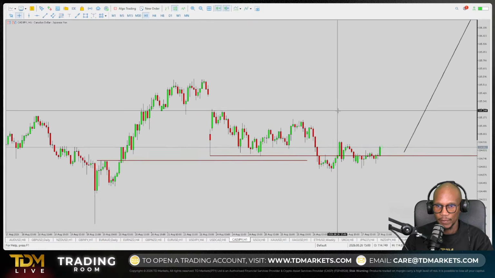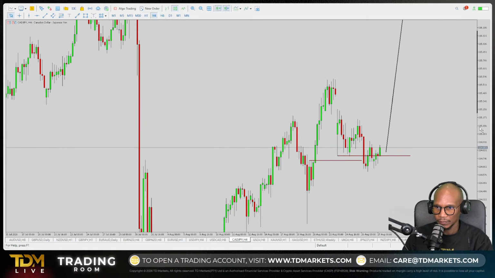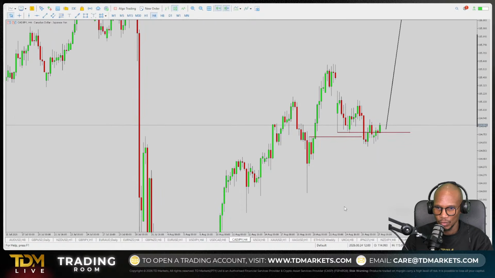So remember, even if it comes back down one more time, even if it does this one more time, that will not change our direction. That will not invalidate our direction. All right. So CAD JPY, this is how it's looking.